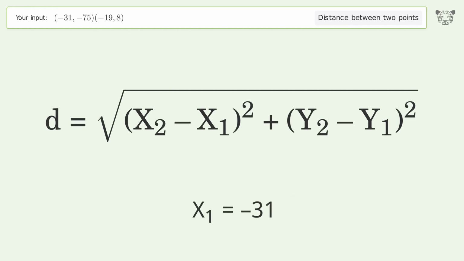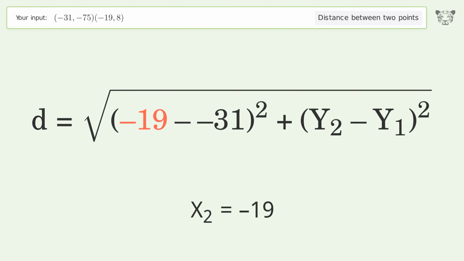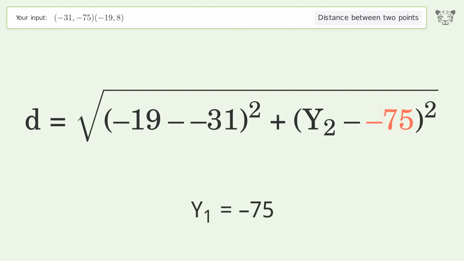x1 equals -31. x2 equals -19. y1 equals -75. y2 equals 8.